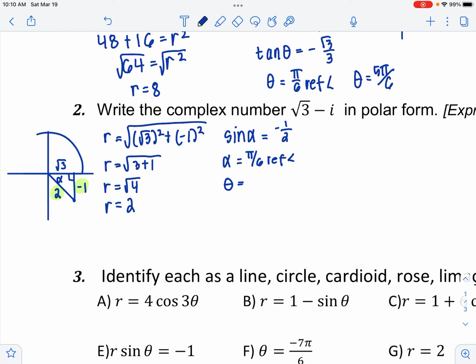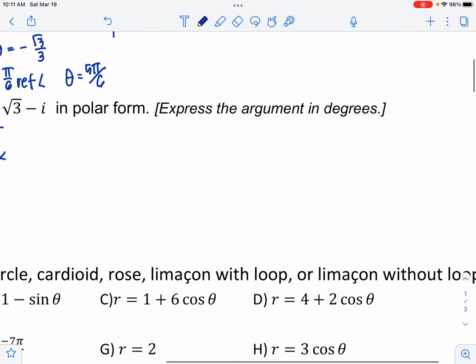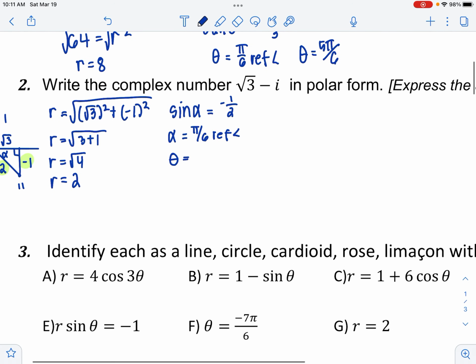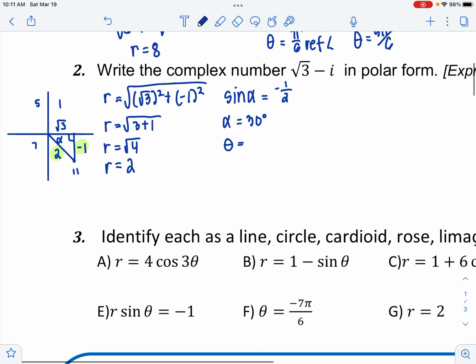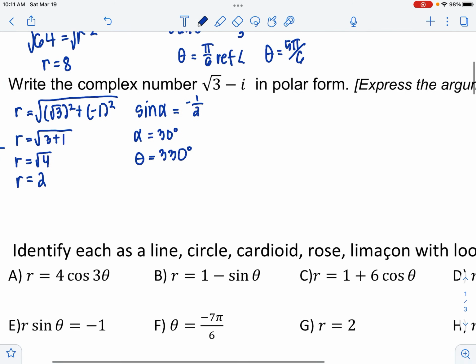But we need theta, and theta is this angle right here. So I need my angle in the fourth quadrant. That's my pi over 6 angle. So remember, our pi over 6 angles go 1 pi over 6, 5 pi over 6, 7 pi over 6, 11 pi over 6. And I didn't read the directions. I just realized it says in degrees. So I don't even need to do this in radians. So let's go back and say 30-degree reference angle instead. So now I need my 30-degree reference angle in my fourth quadrant, which is 330 degrees. If it was in radians, it'd be 11 pi over 6, which I already accidentally explained.